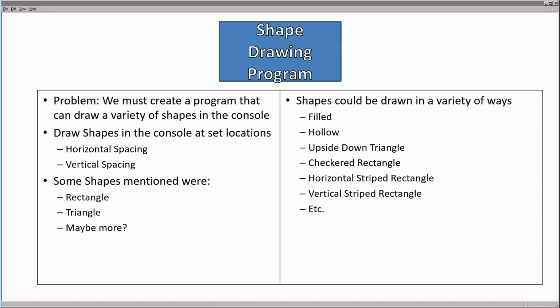Some of the shapes that were mentioned as we were gathering requirements were a rectangle and a triangle, but there might be more types of shapes. It was also mentioned that some of these shapes could be drawn in a variety of ways. So we could have a filled rectangle or a filled triangle, or a hollow rectangle or a hollow triangle, or maybe an upside down triangle, a checkered rectangle, a horizontal striped rectangle, a vertical striped rectangle, etc. As we were gathering these requirements, we noticed that this software might be extended in a lot of ways. So now we need to carefully design this software in order to extend it in the future.